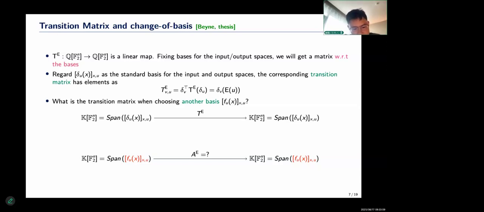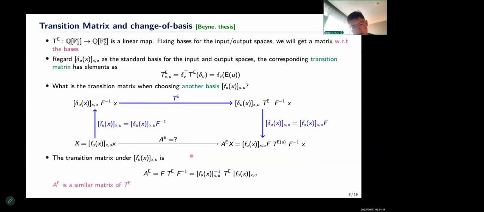Next, we will consider if we use another basis for the input space and output space. What does the corresponding matrix look like? From linear algebra, it's actually obvious that A will be a similar matrix of T. And the expression of A can be written in this way. And with the knowledge of the change of basis matrix, we can write it like this.